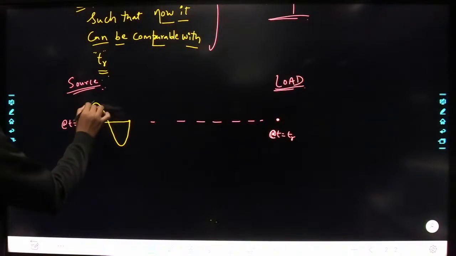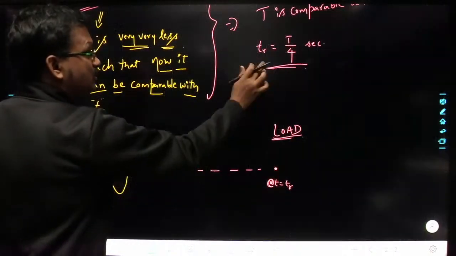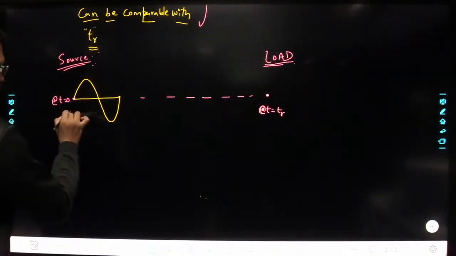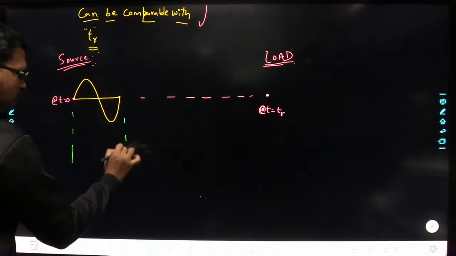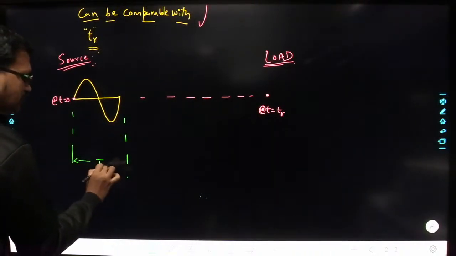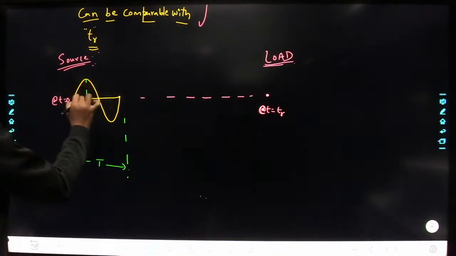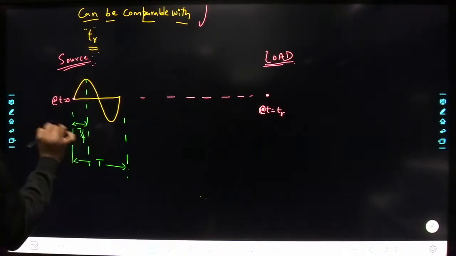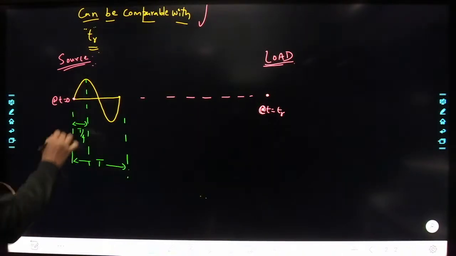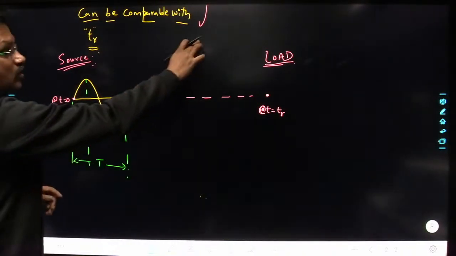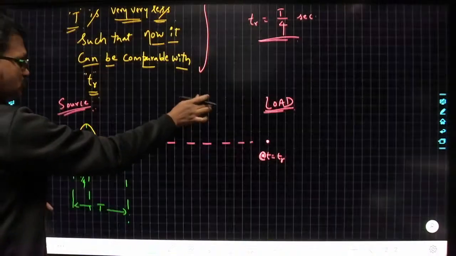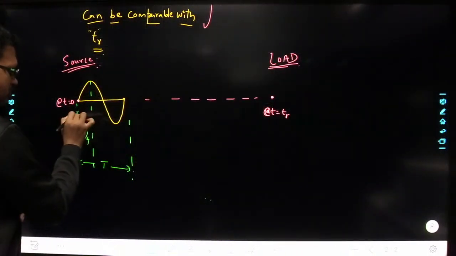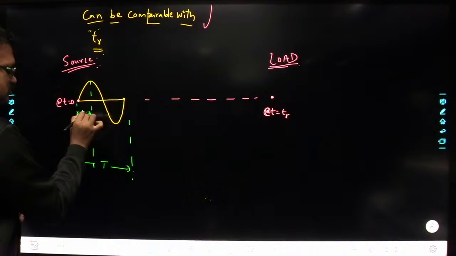After TR seconds, what I have told here? TR is equal to T by 4. See, from here to here, this is nothing but T. So from here to here, this is nothing but T by 4. So that means TR is equal to what? What is the transit time? Transit time is equal to T by 4. So that means from here to here, this is TR seconds.